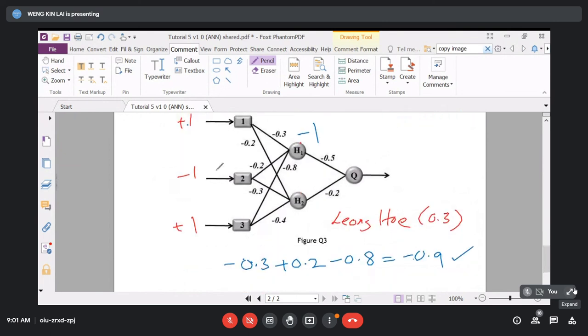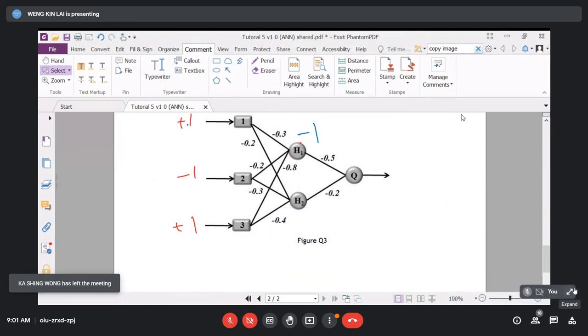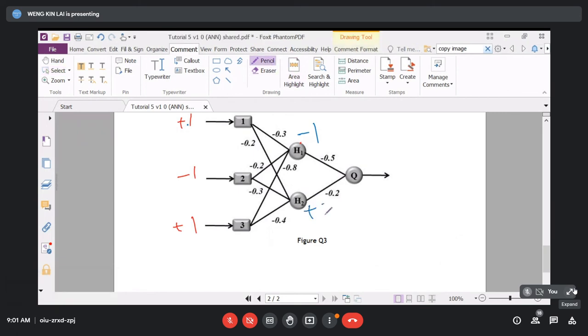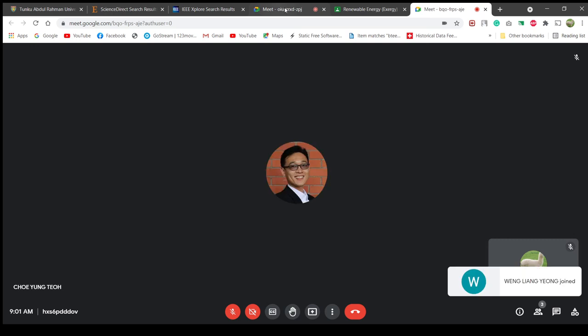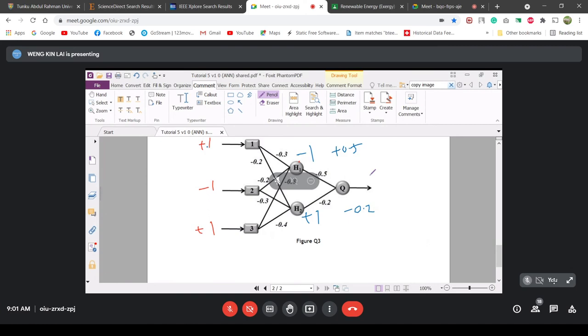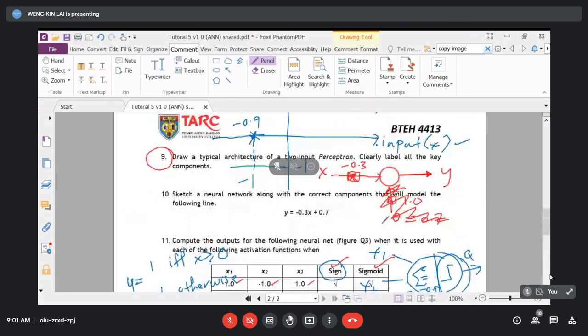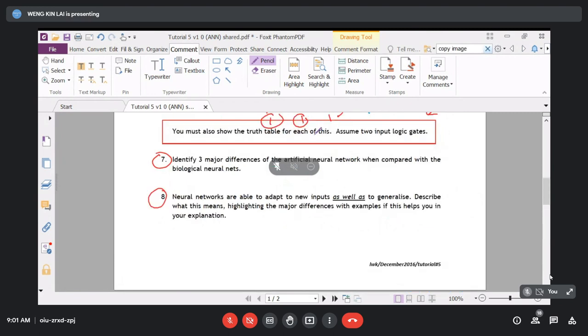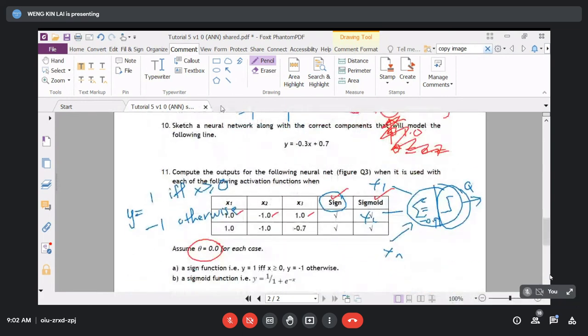Now, how about Leung Ho's case? Leung Ho's case is 0.3, right? He says it's 0.3. So with 0.3, what do I get? Let me just erase this. This will be plus one, correct? So now, what's the output here? Same thing. Minus one multiplied by 0.5, you get 0.5. Plus one multiplied by minus 0.2, you get minus 0.2. So what you get is 0.3. Do the same thing: 0.3 is over here. Chung Yi, what's the output? It will be plus one. So this is your answer, plus one.